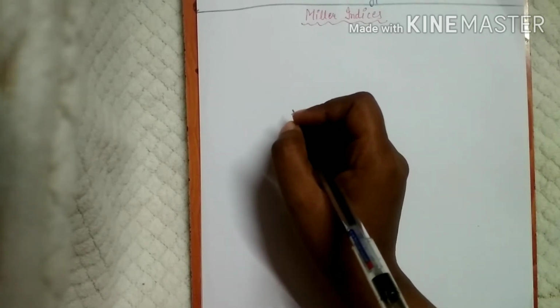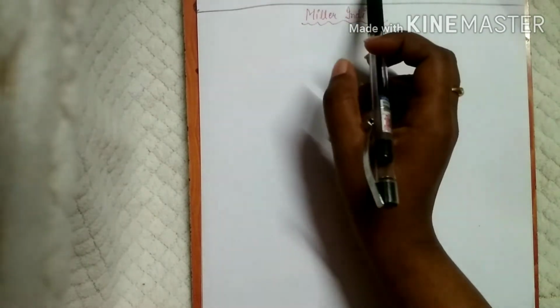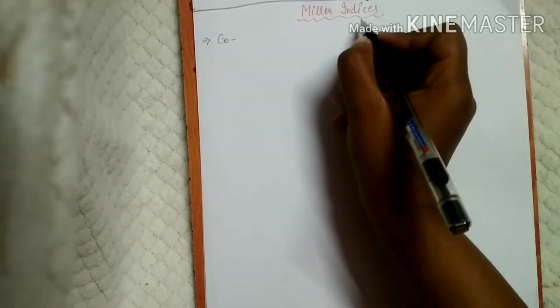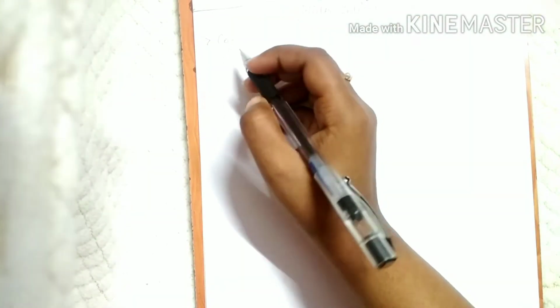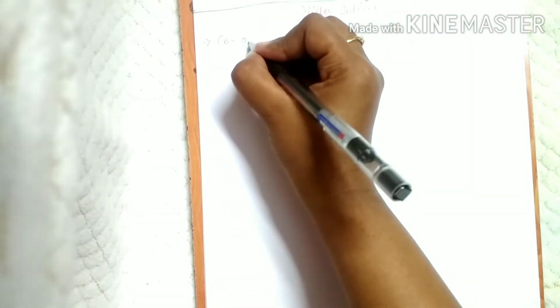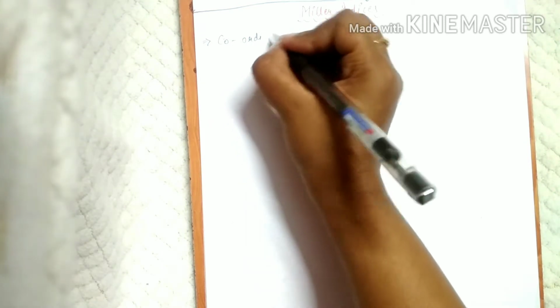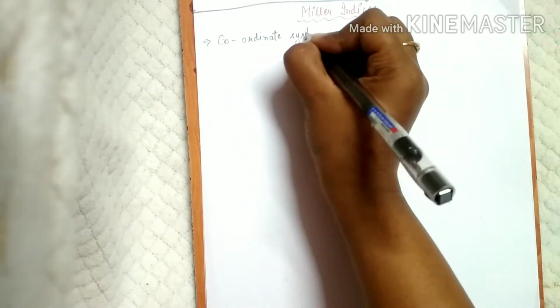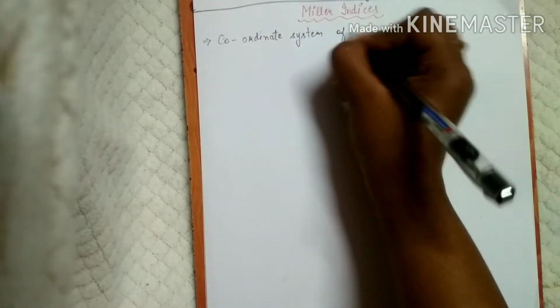So in the previous video we studied the band theory of solids. Today we are going to start the topic Miller indices. First of all we are going to study the coordinate system of lattice points.